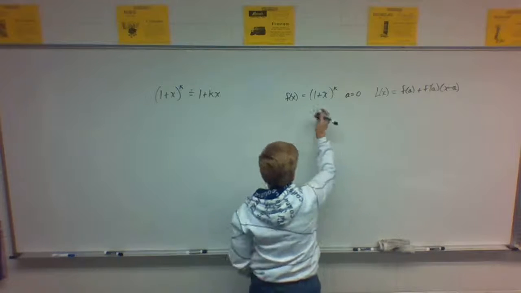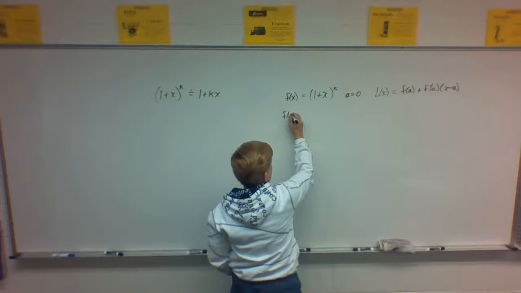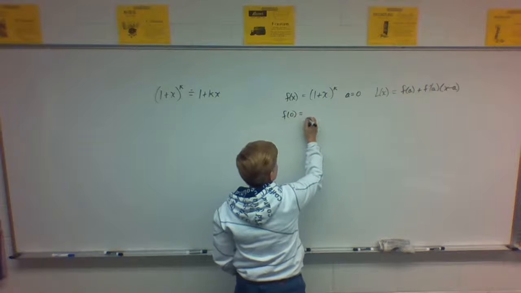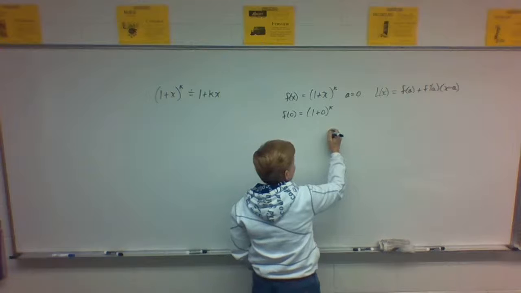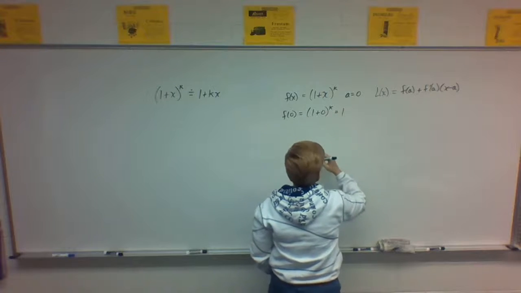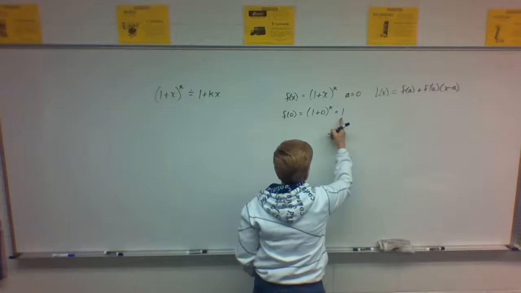So the next thing I have to find is, what is f of a, which is f of 0? It will be (1 plus 0) to the k. And what is 1 to anything? 1. Okay, so that's our f of a: f of a is 1.